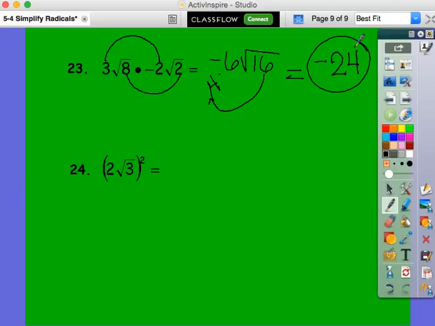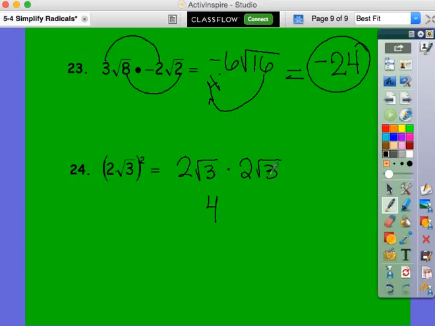What should we do here? Nicholas? Multiply everything. Yeah, we're going to square it. My suggestion is that you write it out twice. 2 square root of 3 times 2 square root of 3. And then do what we just did. So we multiply the numbers in front. 2 times 2 is 4.